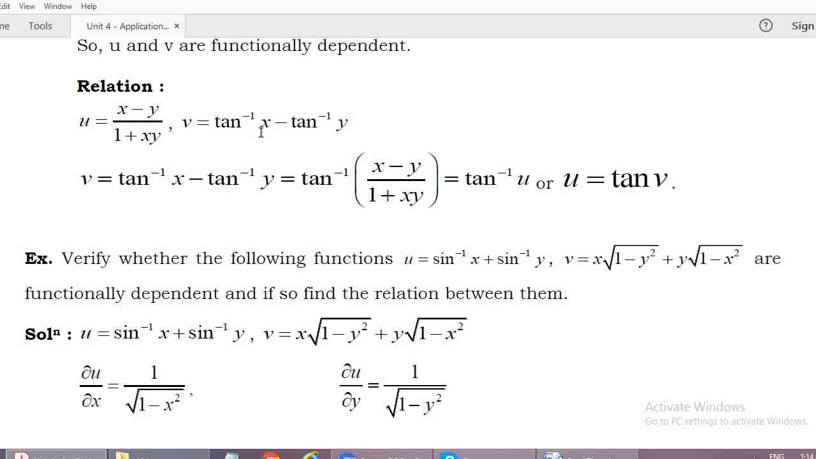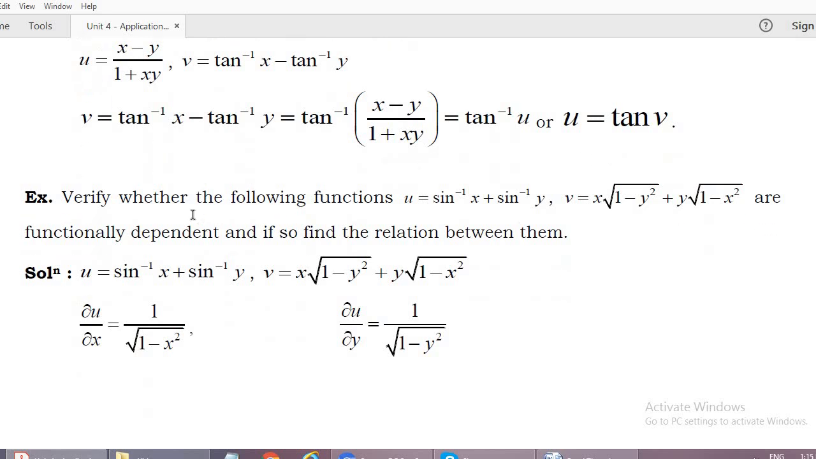In v, there is tan inverse of x minus tan inverse of y. So, that is equal to tan inverse of (x minus y) upon (1 plus xy), and that is tan inverse of u. So, v equals tan inverse of u, or u equals tan of v. This is the relation between the two dependent variables.